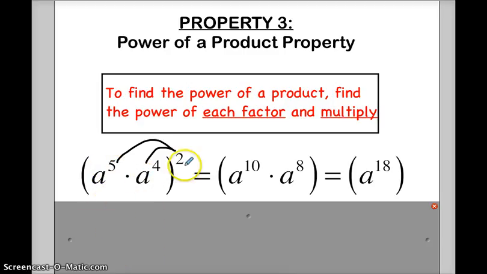The first way is to distribute the 2 to each factor in the parentheses. 5 times 2 is 10, 4 times 2 is 8, and then we use the power of multiplying to add the exponents to get 18.